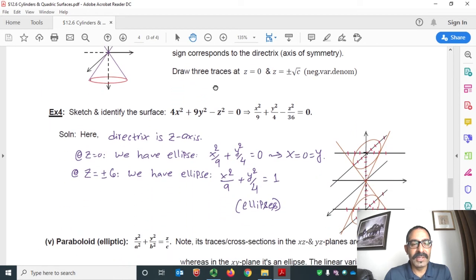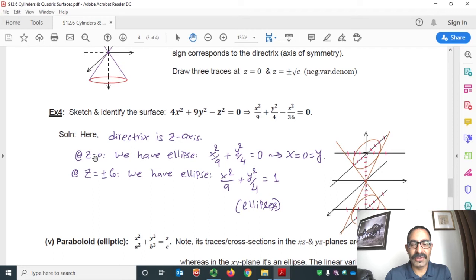Quick example 4, sketch and identify the surface given by 4x square plus 9y square minus z square equals 0. Let's rewrite. Let's take the LCD of 4 and 9, which is 36. So divide both sides by 36. We have x square over 9 plus y square over 4 minus z square over 36 equals 0. So keep in mind, in the equation of cone, we have 0 on our right side. So the z variable has negative, so directrix is z-axis, and draw the sketch at z equals 0 and at z equals plus minus 6.